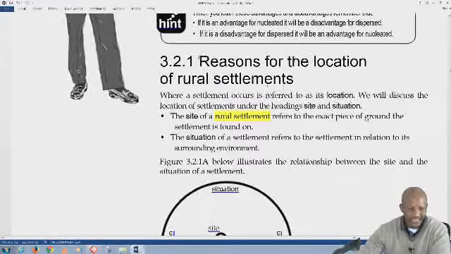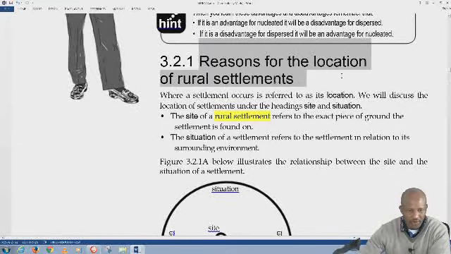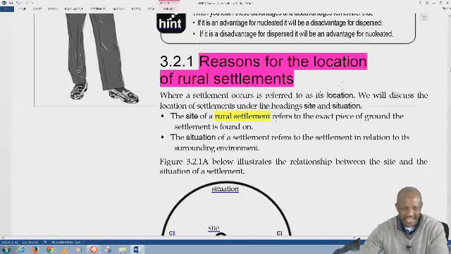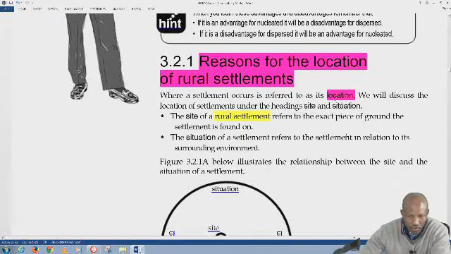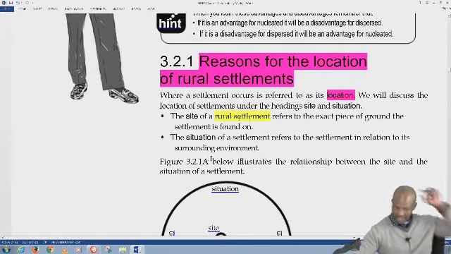Let's go to the reasons for the location of rural settlement. Why do we have these rural settlements located there? Why are they located in those areas? We say where a settlement occurs is referred to its what? Its location. Where you settle is your own location. We will discuss this in detail.